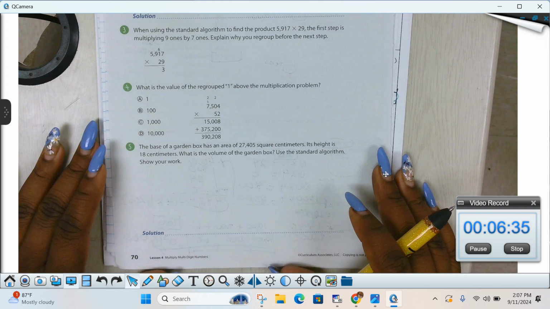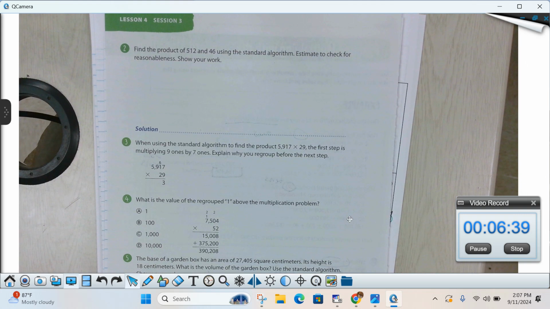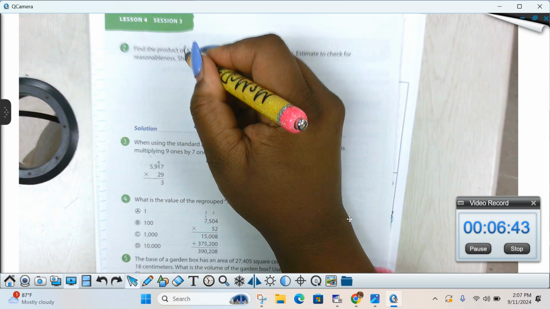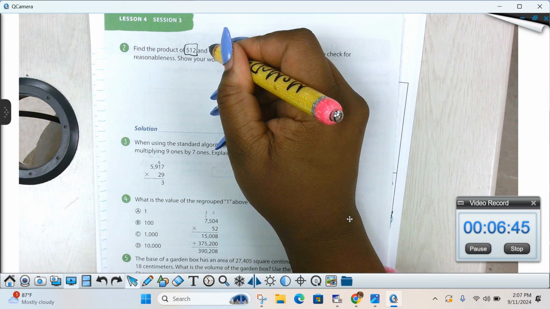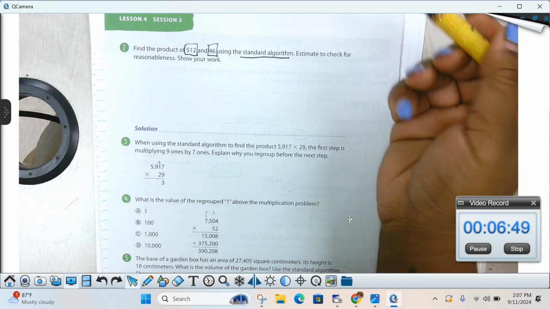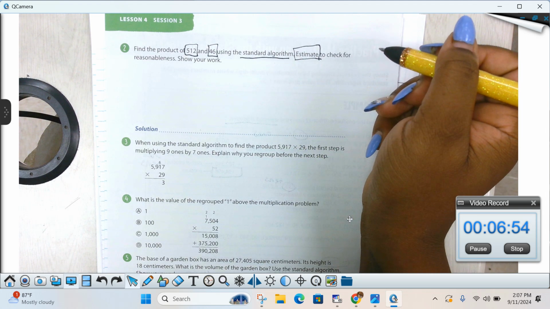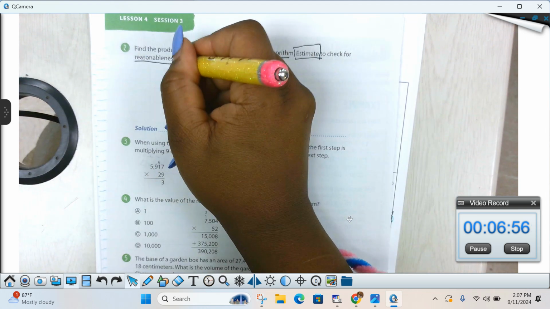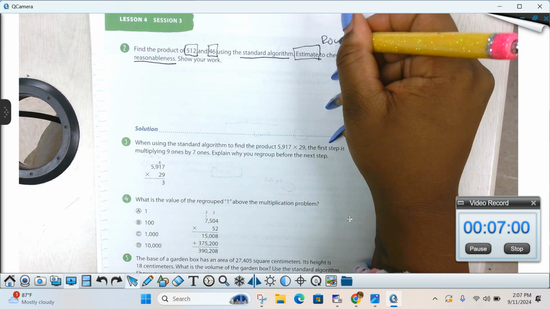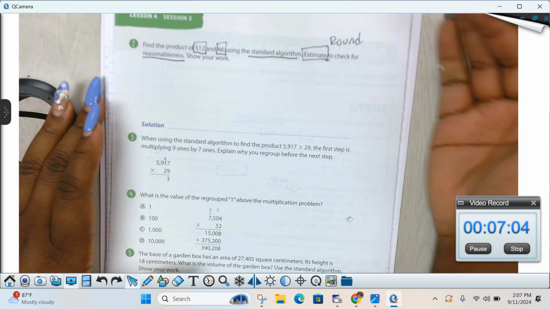All right, let's move over to the back. We're going to start on problem number 2. Find the product of 512 using the standard algorithm. Estimate to check your answer for reasonableness. So that means I'm going to have to round. Round to the nearest numbers.